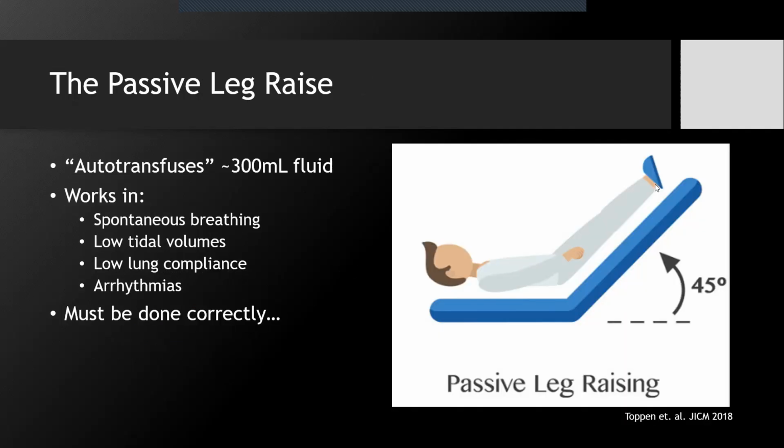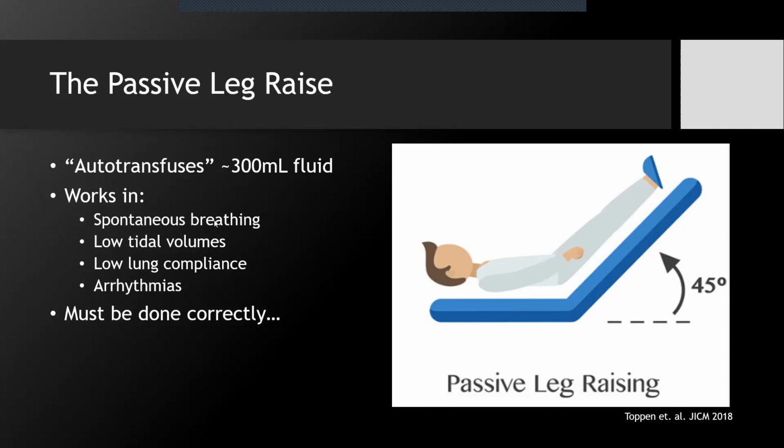By doing this passive leg raise, you're auto-transfusing approximately 300 cc's of fluid, a little bit more, which I'm about to get to, from the lower extremities into the cardiac circulation. So for a minute or so after you do a passive leg raise, you've effectively increased the intravascular volume that the heart is seeing on its preload, on its Frank-Starling curve.